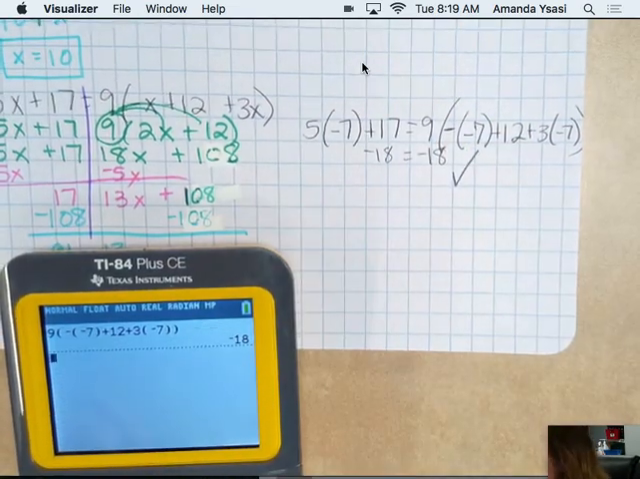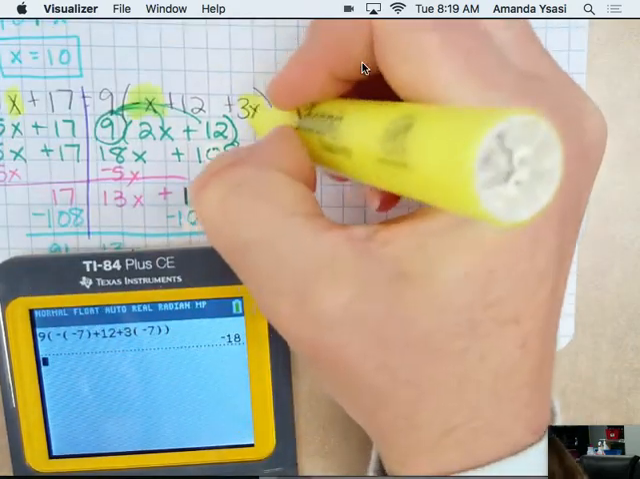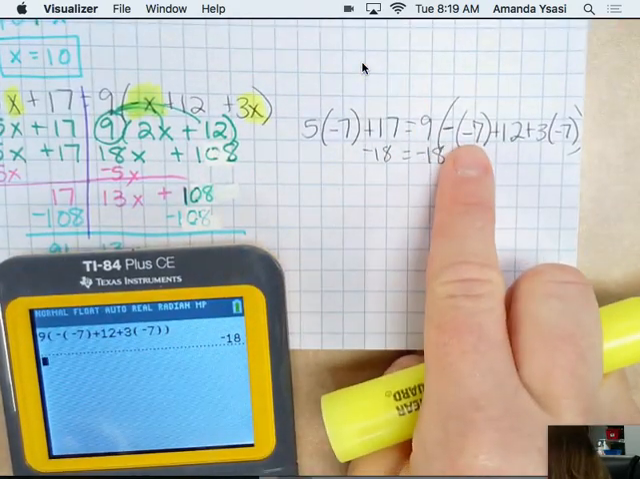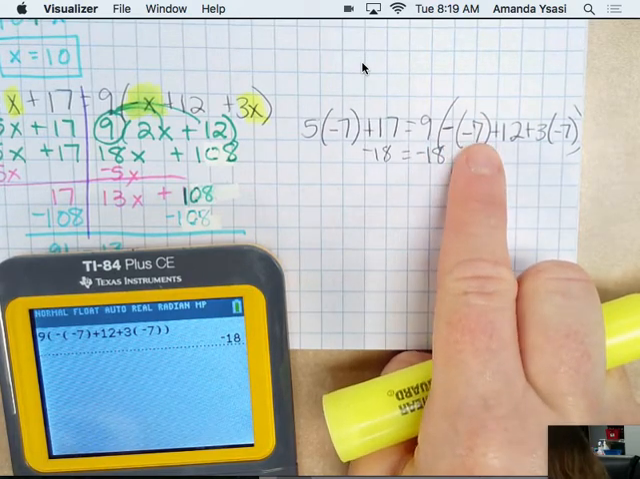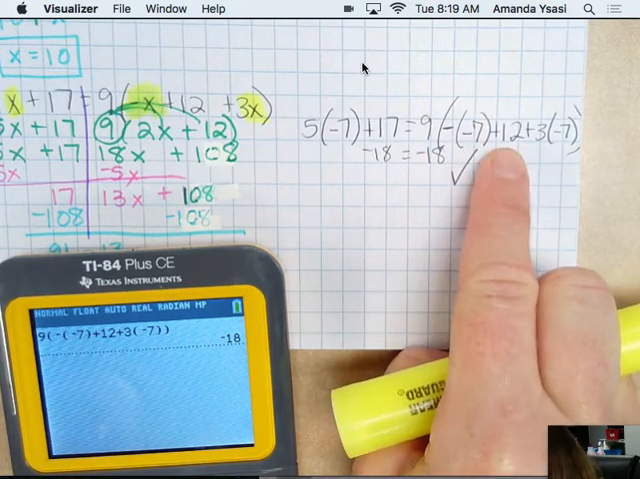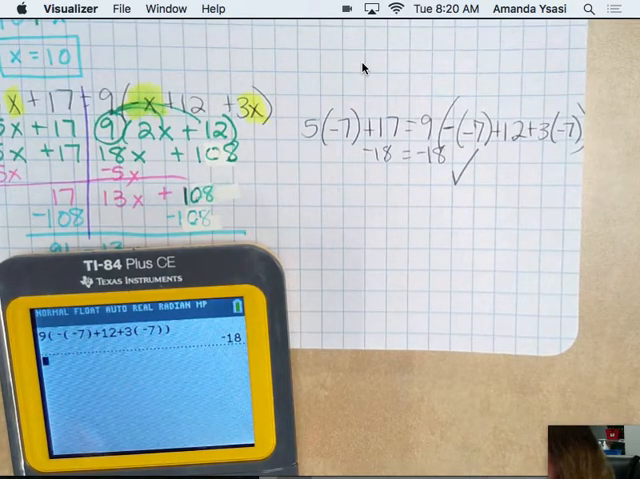minus x or -x already? So you have to put the negative there, and then your x is -7. So it's negative, parentheses, -7, because that's your x, plus 12 plus 3 times negative 7. So that's a little tricky.